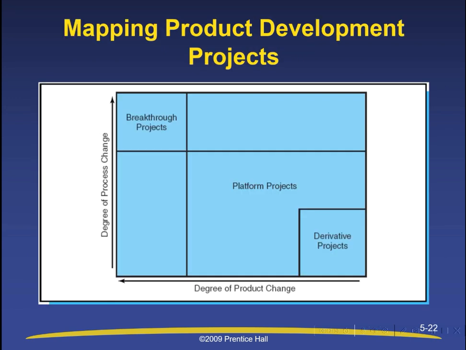Managing product development projects. As we can see in the diagram, it is divided into two. On the y-axis on the left is the degree of process change, and on the x-axis right at the bottom is the degree of product change. We can see the degree of process change going up to breakthrough projects in the y-axis, and we can also see in the x-axis degree of product change, such as platform projects and derivative projects.